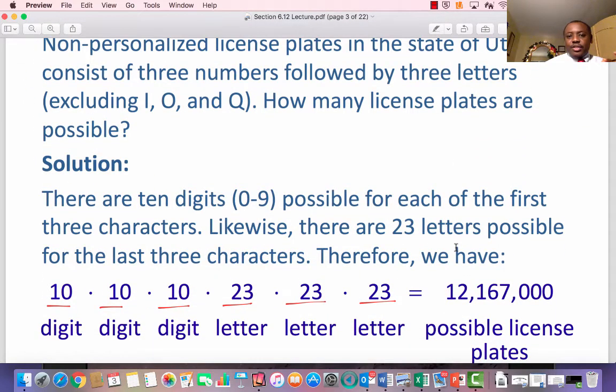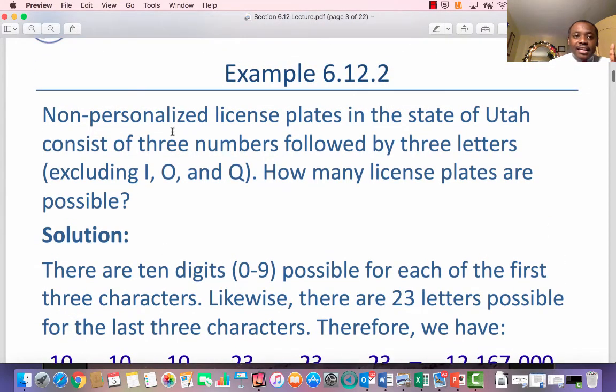There are 10 digits, 0 to 9. Remember, there are 10 digits, not 9 digits, not 1 to 9, but 0 to 9. And if we exclude I, O, and Q, then we are left with 23 characters or 23 letters. So we have, look at the dashes, 1, 2, 3, 4, 5, 6. These are the 6 events we are about to execute. So we ask ourselves, in how many ways can we perform the first event? And in this case, the first event is to select a number or a digit.